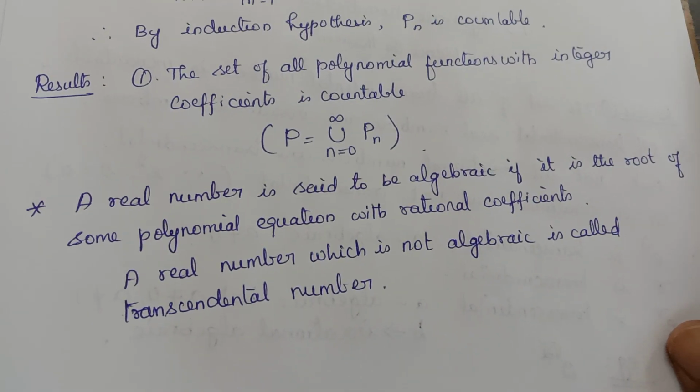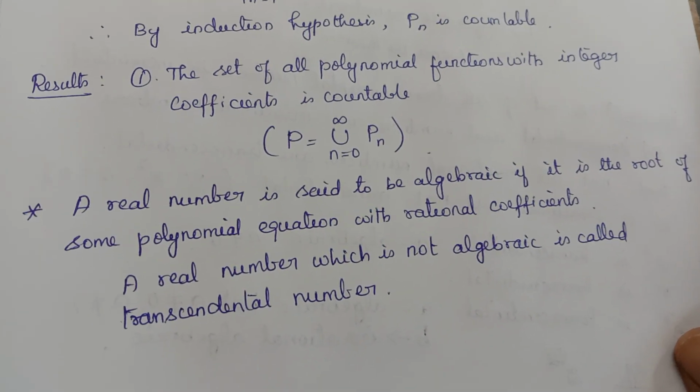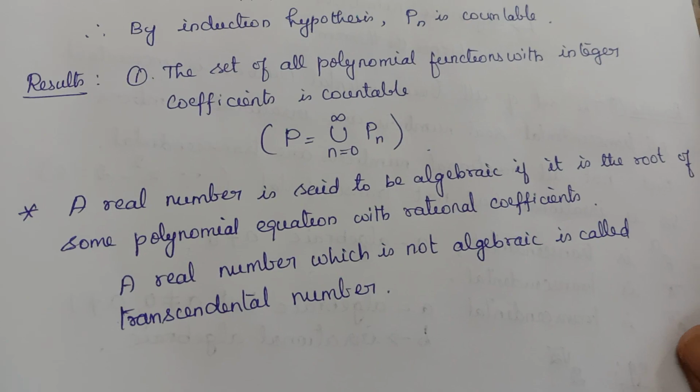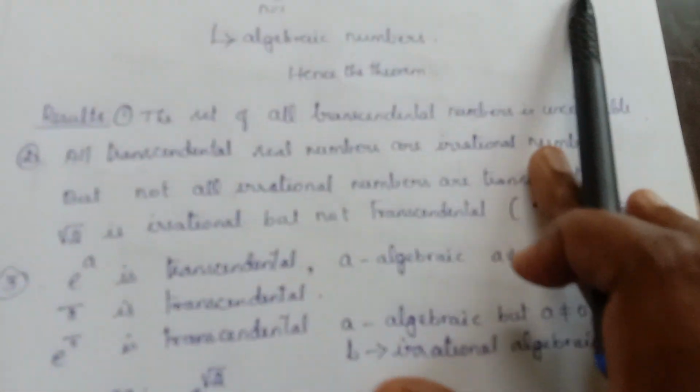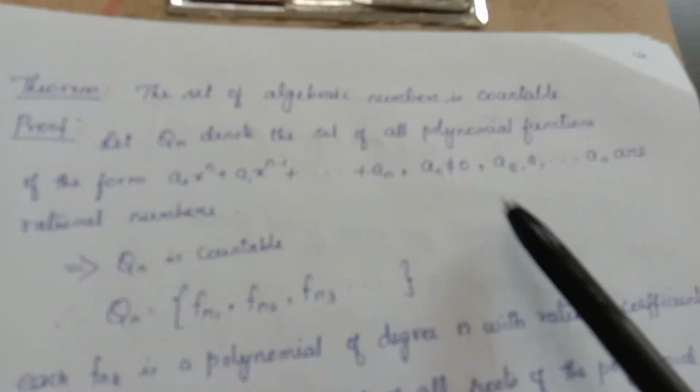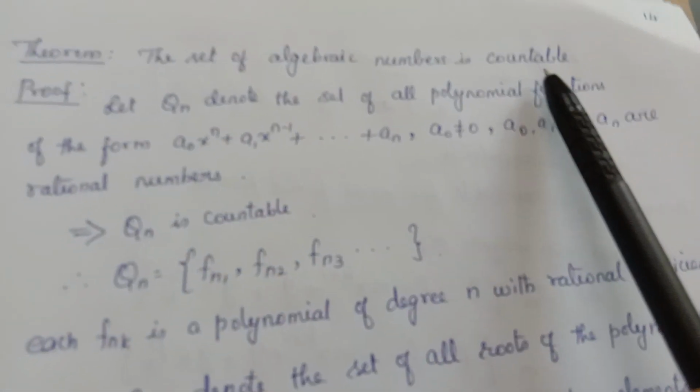See, real numbers can be classified into two parts, no? Either it may be a rational number or an irrational number. This is another classification: one is either algebraic or transcendental. Okay, so the first one is: the set of algebraic numbers is countable.